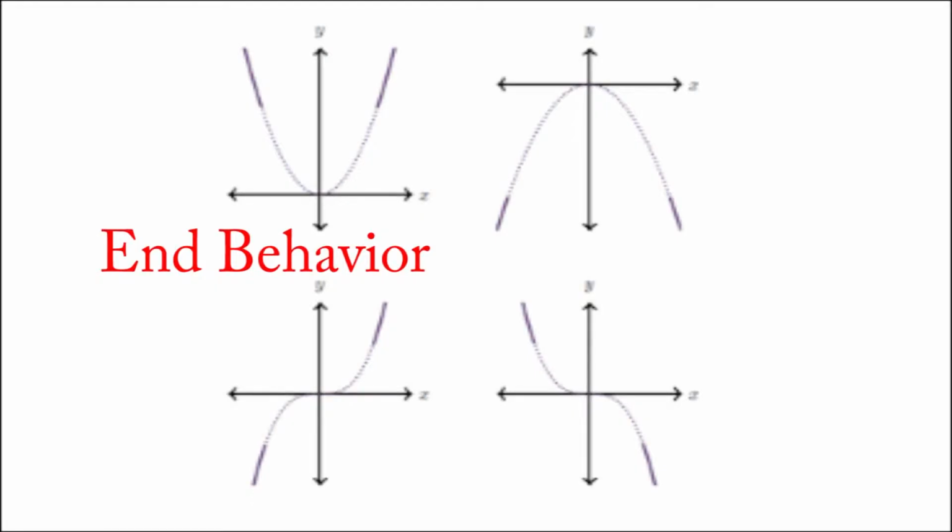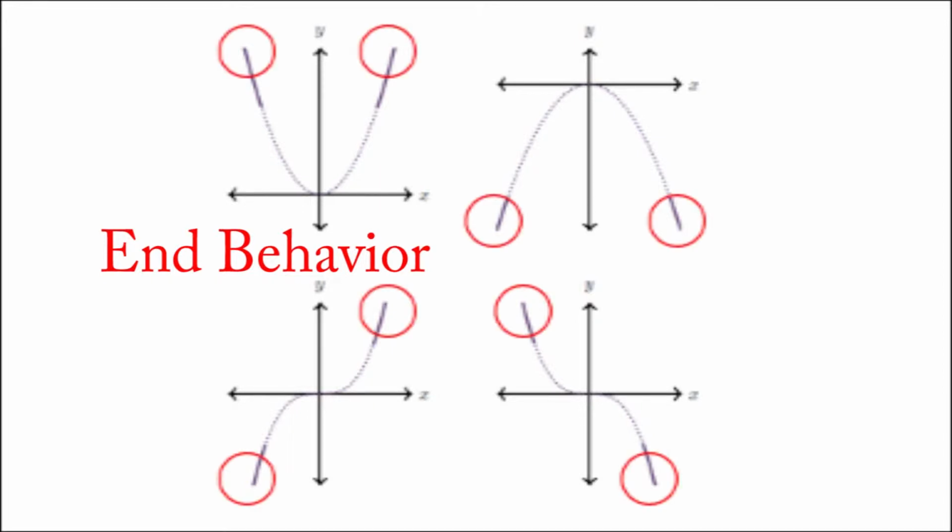The first vocabulary term is end behavior, which is exactly how it sounds. What is the end behavior of my graph? Where is it going on the left, towards negative infinity? Where is it going on the right, towards positive infinity? As you see here, we have different kinds. A graph that goes up in both directions, down in both directions. On the left could be going down, on the right could be going up, and vice versa.